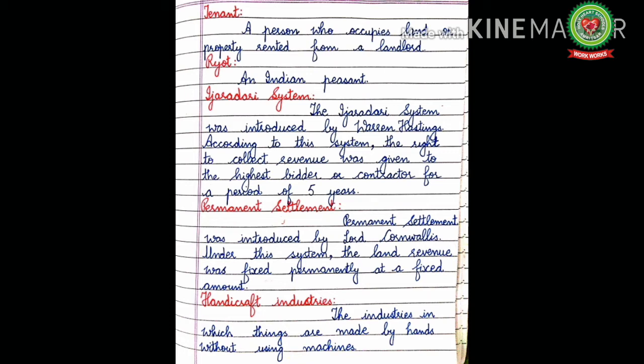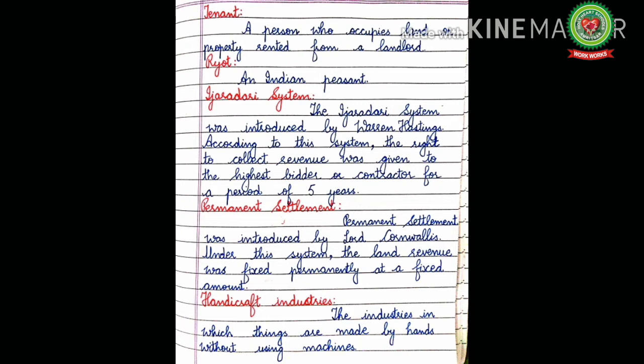Ijardari system. The Ijardari system was introduced by Warren Hastings. According to this system, the right to collect revenue was given to the highest bidder or contractor for a period of 5 years. Permanent settlement. Permanent settlement was introduced by Lord Cornwallis, and under this system, the land revenue was fixed permanently at a fixed amount.